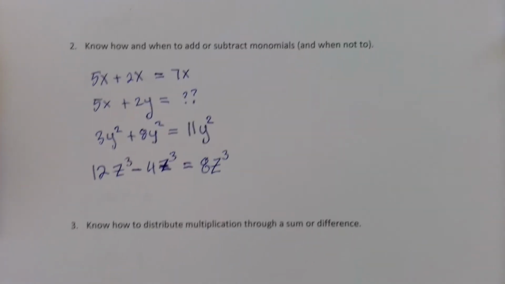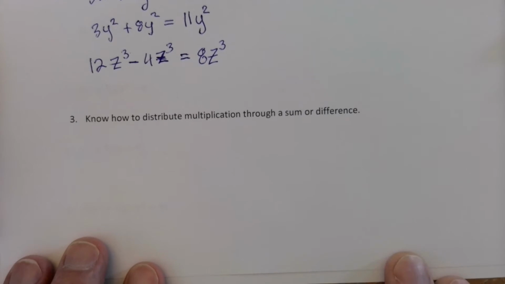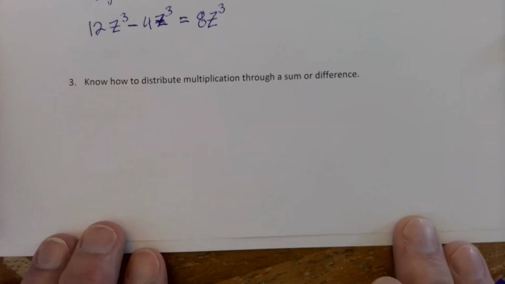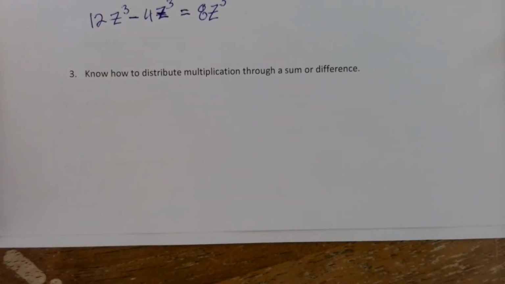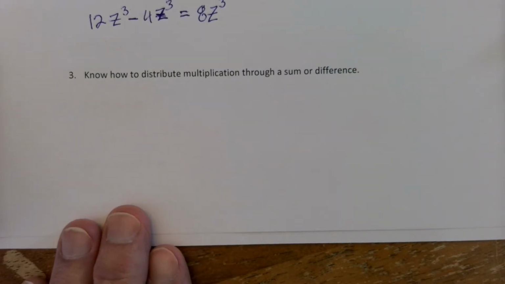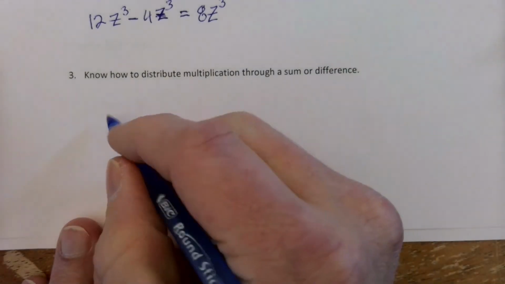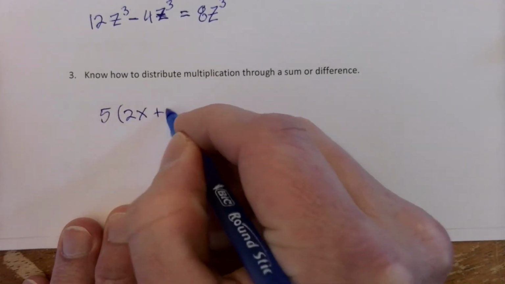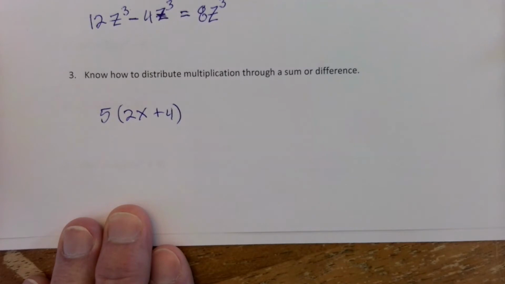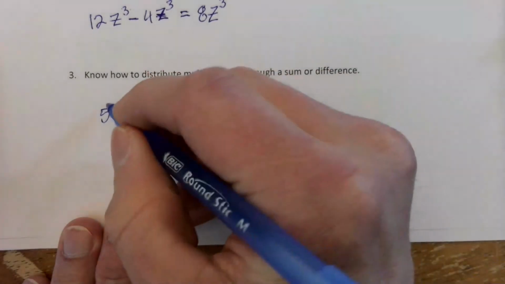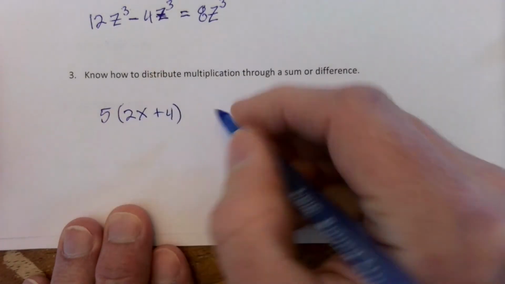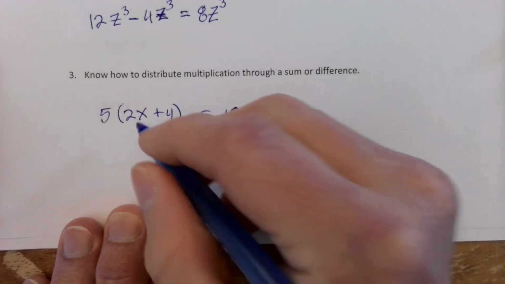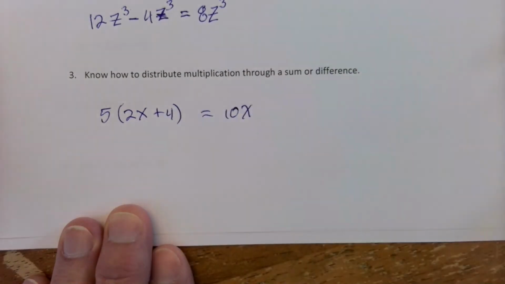Next and final thing I think you need to know before we move to today's topic is make sure you know how to multiply through a sum or a difference. This is called distribution. I'll just do one example of this, maybe two. If you have 5 times 2x plus 4, you want to make sure you multiply 5 times 2 and include the x, you get 10x.